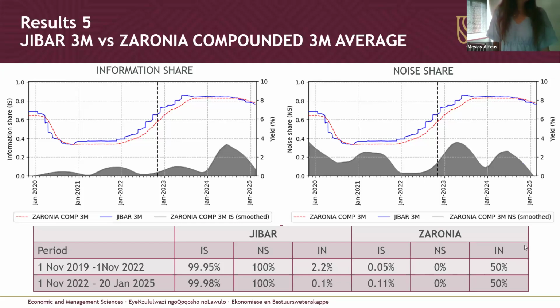So in order to try and compare JIBAR with ZARONIA, as JIBAR only has a 1 month, 3 month, 6 month, etc. tenor, we thought we'd compare the ZARONIA compounded 3-month average, which is the suggested new term rate that the SARB is recommending institutions to use, even though it's not official yet. And this compounded 3-month average is quite a smooth rate, and it's calculated based on the overnight rate. So we use the 3-month rate, as this is the most commonly traded rate in South Africa.